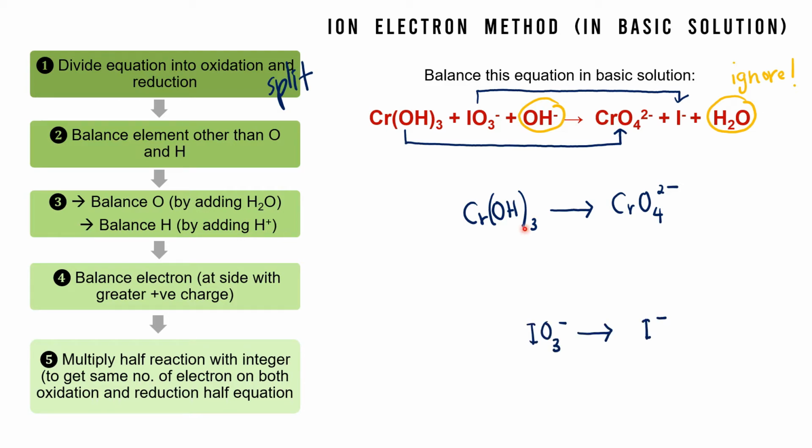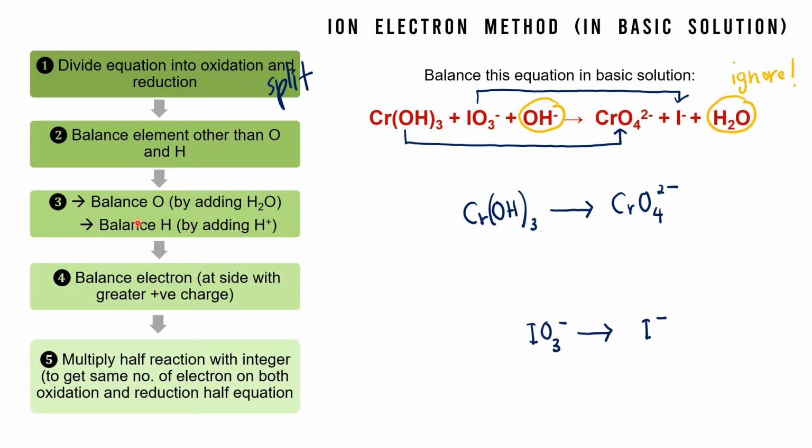So now we already have our two half equations. But we don't know yet which one is oxidation or reduction half equation. So we will proceed with step 2, balance elements other than oxygen and hydrogen. So I'm going to do this half equation first, and then baru I move to the second half equation. So in this half equation, we have chromium, a metal here. So make sure you balance chromium di sebelah kiri and sebelah kanan. We have one chromium here, and this is one already. So it is already balanced. And then yang ni done.